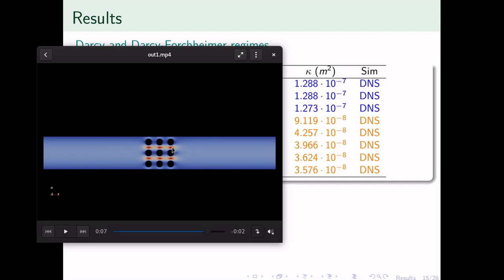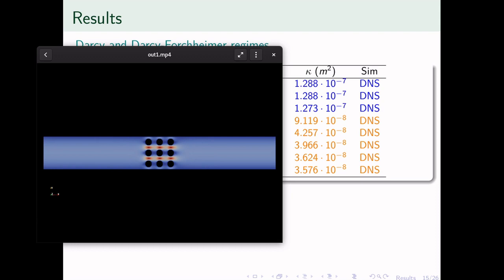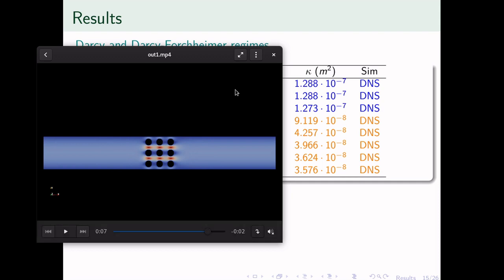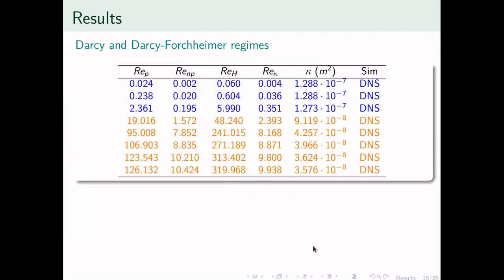The velocity fields indicate that there is no disturbance. The flow velocity is increased in between the obstacles, but quickly returns to the flow velocity it had before the obstacles in the porous medium.